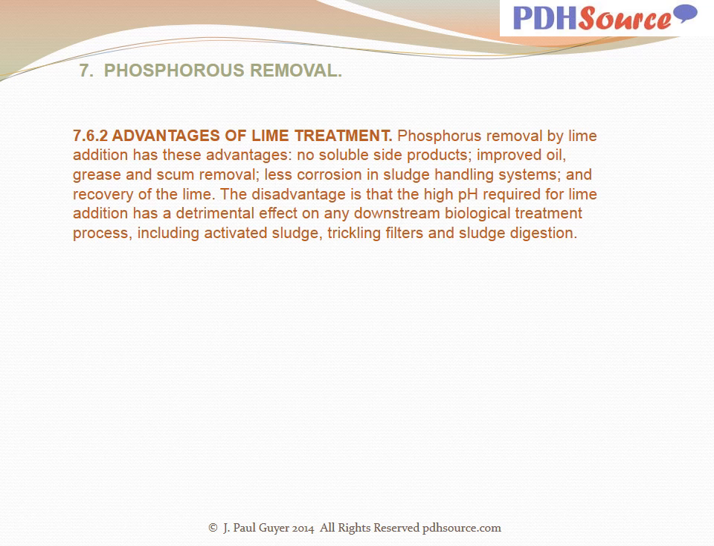Phosphorus removal by lime addition has these advantages: no soluble side products, improved oil, grease, and scum removal, less corrosion in sludge handling systems, and recovery of the lime. The disadvantage is that the high pH required for lime addition has a detrimental effect on any downstream biological treatment process, including activated sludge, trickling filters, and sludge digestion.